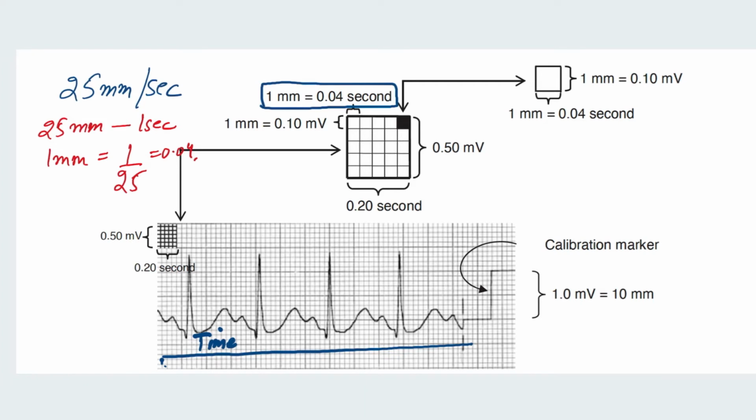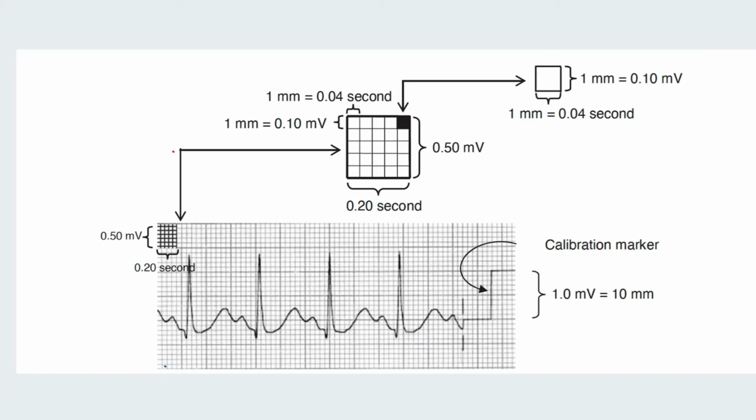Every highlighted line containing 5 small squares is equivalent to 0.2 seconds. This is one small square, this is second, third, fourth, fifth. If each small square is equal to 0.04 second, then 5 small squares will be equal to 0.2 seconds. So this is where this number comes from. This was about the width.